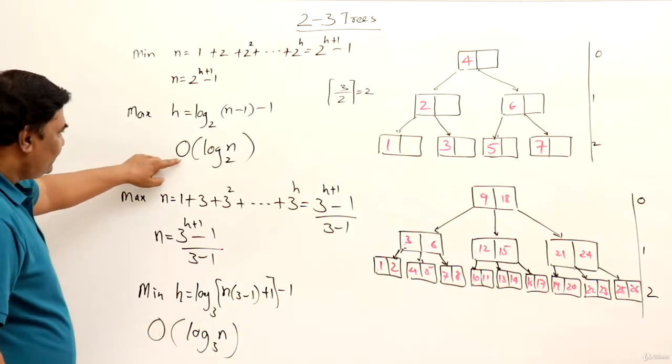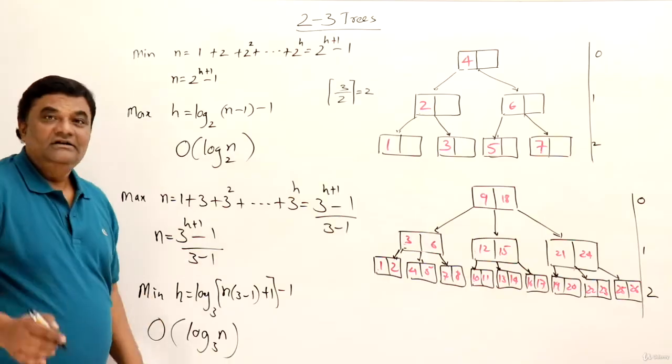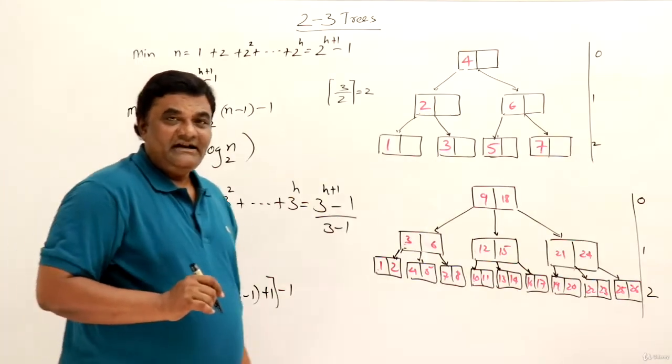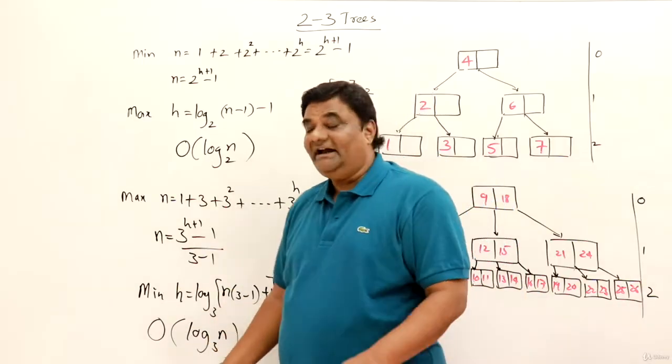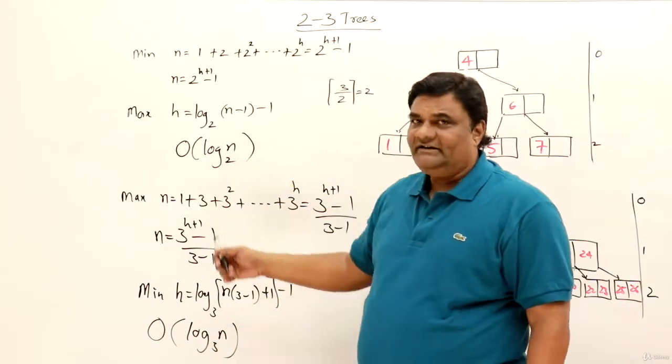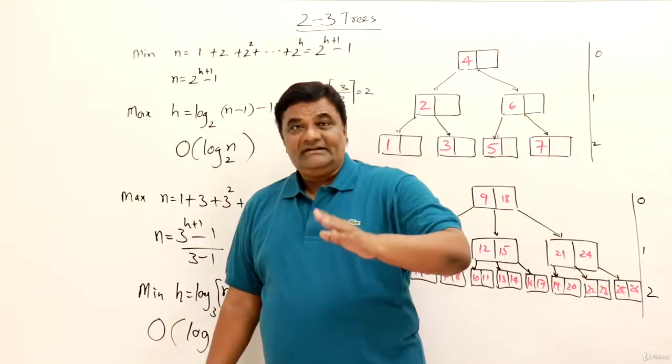So, this is also log, this is also log. So, now from this we can say that the minimum height of a 2-3 tree is log n, as well as maximum height is also log n. Only the base is different, but it is logarithmic.